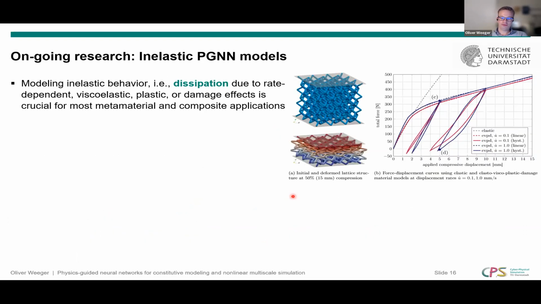Now, at the end, before I conclude, I just wanted to mention briefly some ongoing work where we are also trying to extend these models for inelastic behavior. So inelastic behavior means that there is dissipation due to rate dependencies, due to viscoelastic, plastic, or damage effects. And this is actually very important for most applications of composites and metamaterials. You want to compress them, and there will be some plastic deformation. There will be some viscoelastic behavior that dissipates energy.